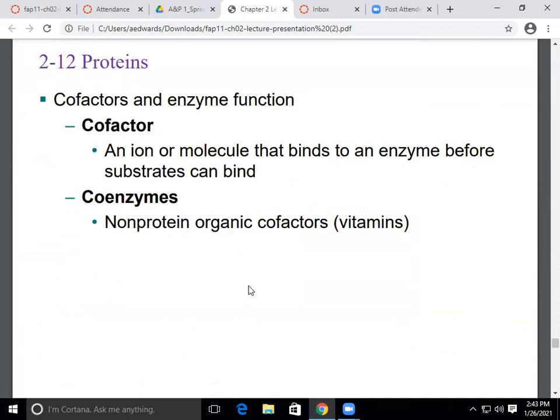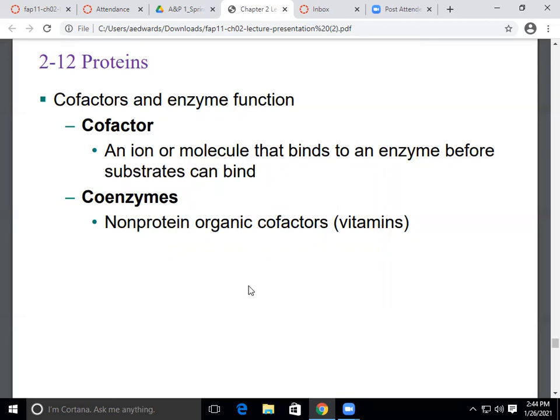All right, so cofactors. What's a cofactor? Well, a cofactor is an ion or molecule, and it's going to bind or connect to some enzyme before the substrates can bind. Remember we said some enzymes have to be controlled by other cellular components? Well, this is one of them, okay? So you've got to have a cofactor in order for the enzyme to bind the substrates at the active site.